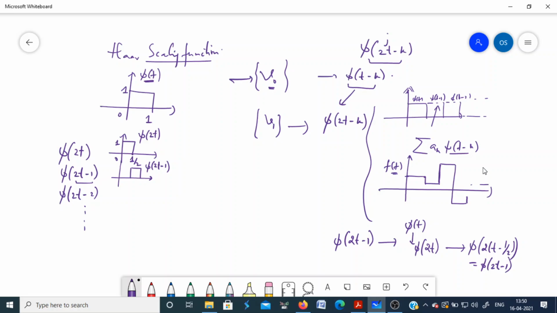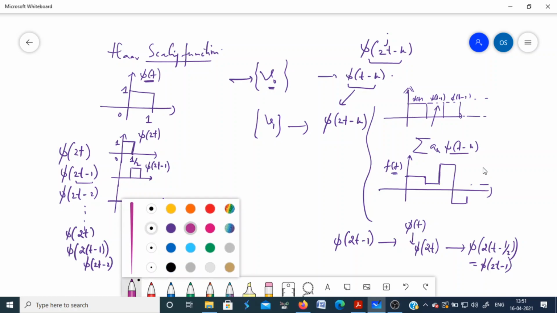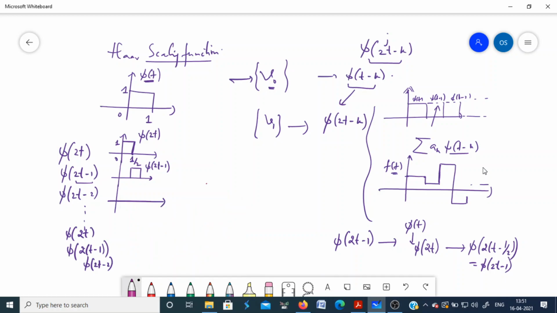Similarly, phi of 2t minus 2 means you compress phi t by 2, and then shift it by 1. You will get phi of 2t minus 2. This is the signal compressed by a factor of 2 and then shifted by 1. Alternatively, you can say you have compressed it by half, then shifted by 1 by 2, and shifted it again by 1 by 2. You will get it like this. It was from 1 by 2 to 1, and it will now go from 1 to 3 by 2, and so on.